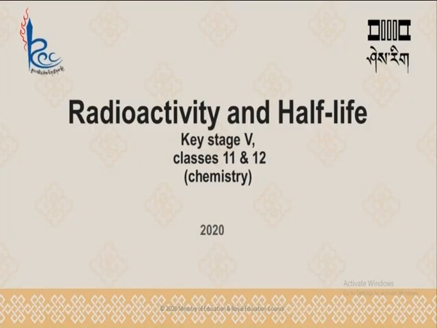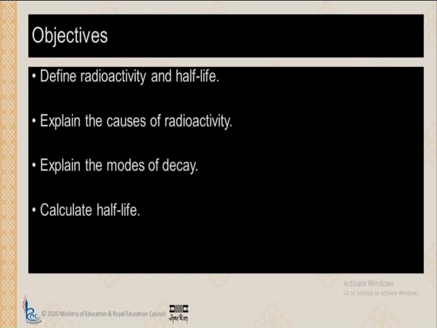The topic for today's lesson is radioactivity and half-life. These are the objectives for today's lesson. 1. Students should be able to define radioactivity and half-life. Students should also be able to explain the causes of radioactivity. Students should be able to explain the modes of decay, and students should be able to calculate half-life.